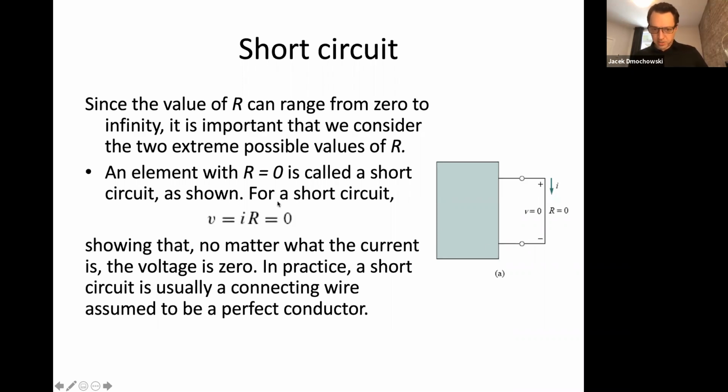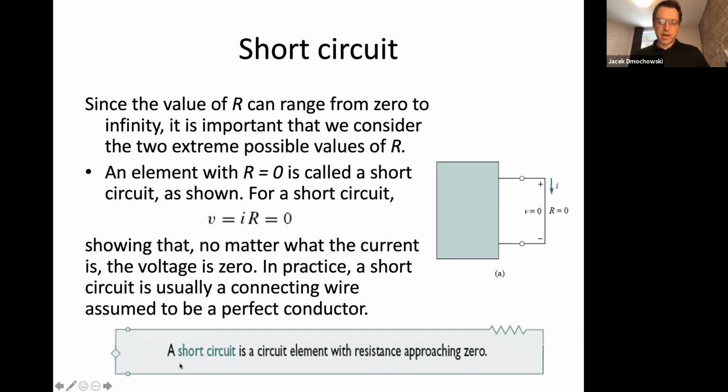You can think about this in terms of the math. Namely, when R is 0, we say that we have a short circuit, or you can think of it in terms of the physics. Namely, if this point and this point are sitting at the same voltage, then no matter what the current is, the resistance has to be 0. There has to be no resistance, right? So the current will just all jump across with no voltage drop. So a short circuit by definition is an element that has a resistance approaching 0.